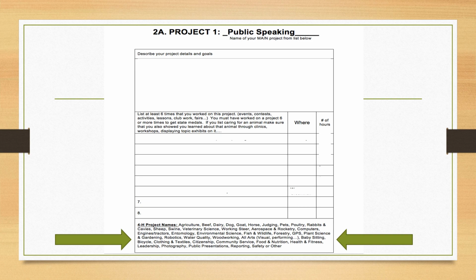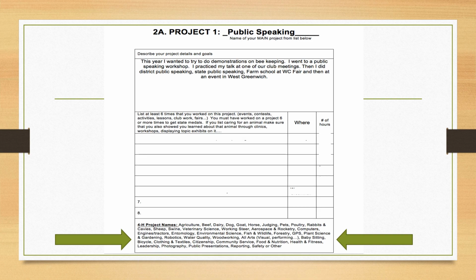Directly below that, you see a box that tells you to describe your project details and goals. For this, just tell us what you did, what you wanted to do, and how you achieved it. Below is a section where you can list at least 6 times that you worked on this project. Examples of what you can add are different events, contests, activities, lessons, club work, fairs, and the like.